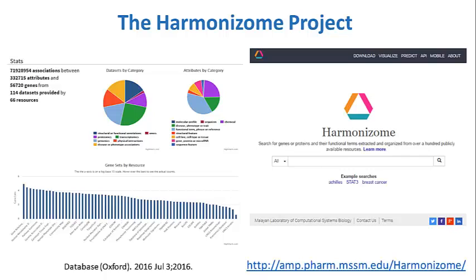One of the projects that we've done was basically doing what I described, and this is a project called Harmonizome. It's a website that you can find at this URL. The idea is that we went to all of those resources and we processed the data, wrote some Python scripts to process the data, and it now has almost 72 million associations between terms and genes.